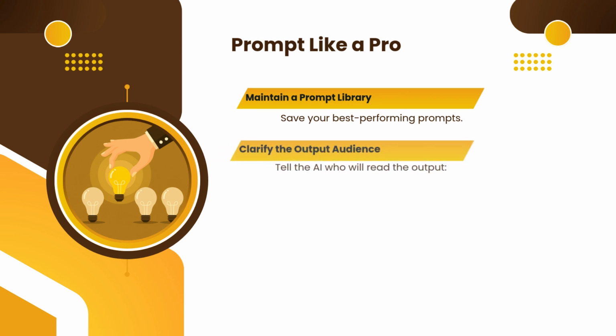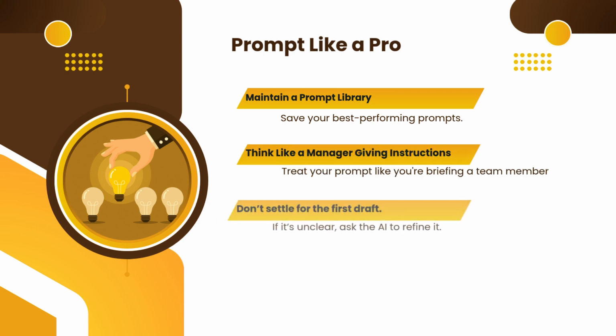Another good practice is to clarify the output audience. Tell the AI who will read the output. The same topic might need different framing for a CFO versus a plant manager. Finally, don't settle for the first draft. If it is unclear, ask AI to refine it. AI doesn't read your mind, it reads your prompt. A little clarity upfront can save you a lot of rework later.